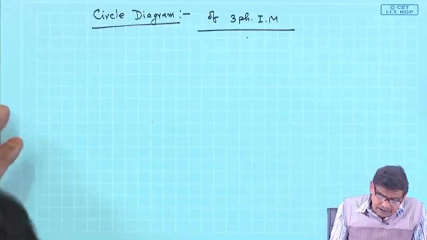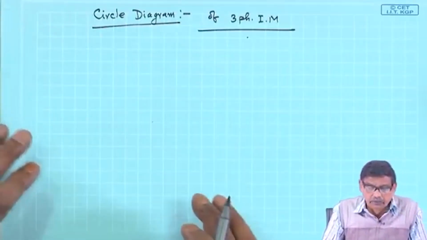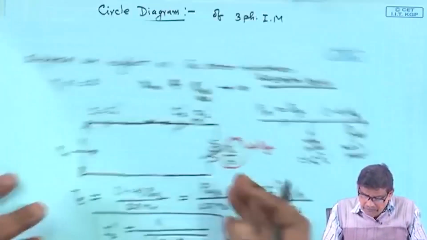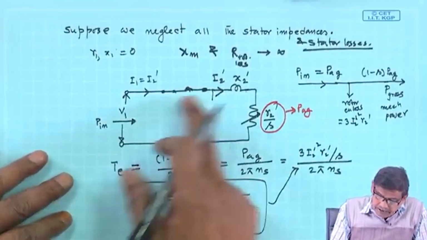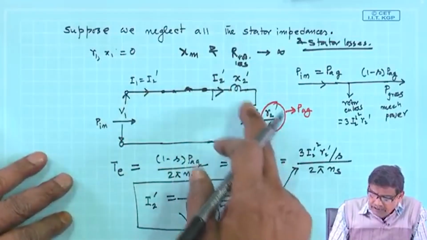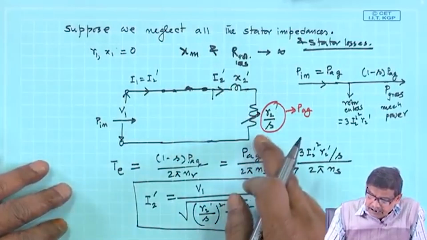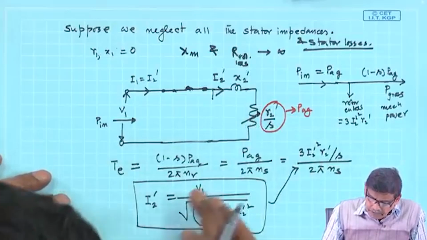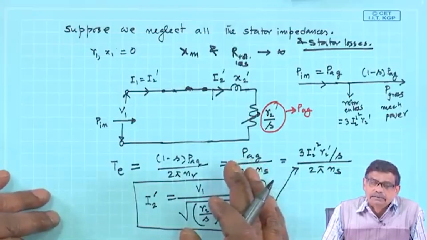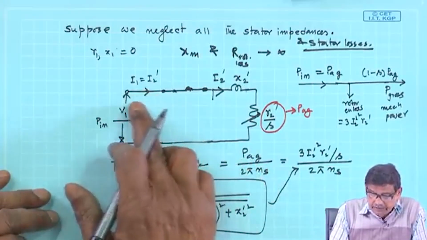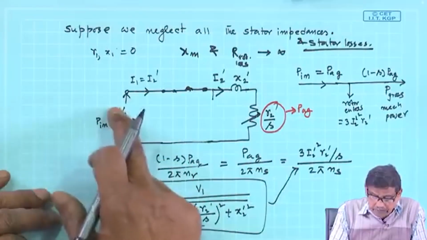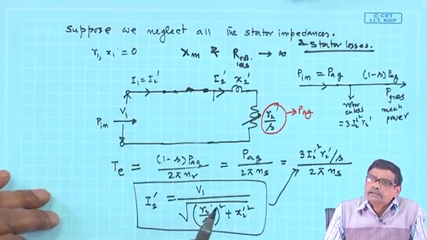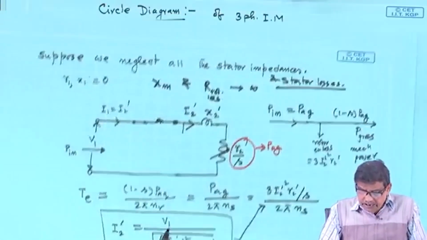The circle diagram of the 3-phase induction motor comes from this: after all, you see in the simplified diagram itself, there is a series R L circuit in which, as slip changes, you are changing the value of the resistance. So, it can be easily shown that the tip of the current phasor drawn from the supply, that is I 2 dashed, will lie on a circle. So, it can be easily shown.